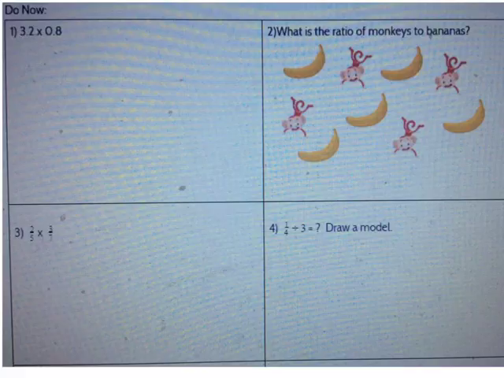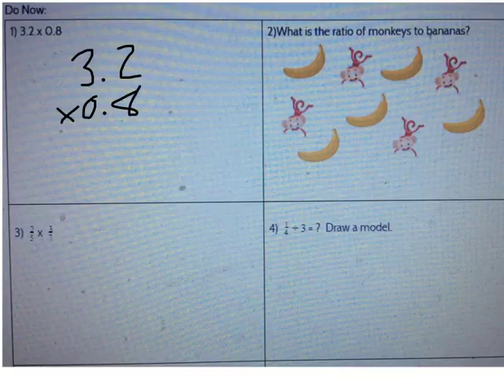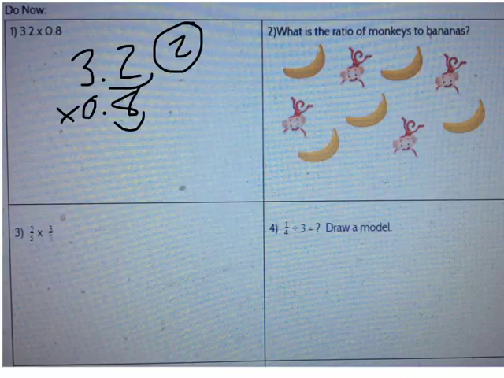Let's start with our do now. 3 and 2 tenths times 8 tenths. First, what's the most important thing to do when I'm multiplying decimals? Remember, when I multiply decimals, I don't need to line them up like when I'm adding or subtracting. I need to count how many digits are going to be behind the decimal. How many digits are going to be behind the decimal? Well, 1, 2 digits are going to be behind the decimal.